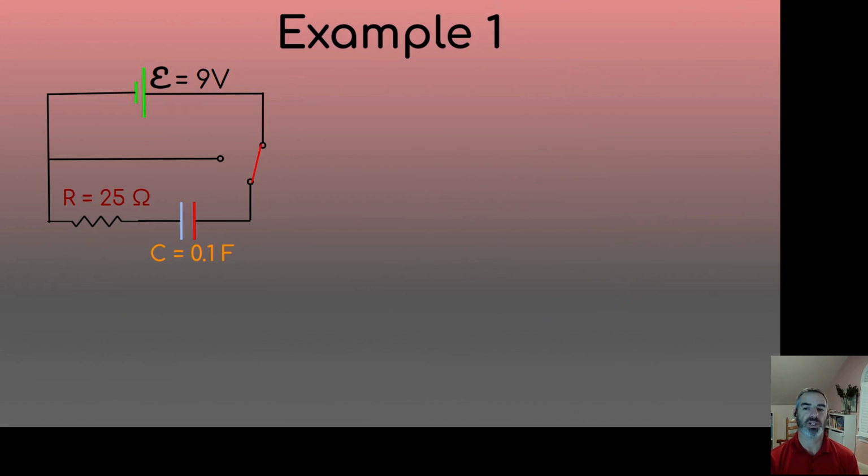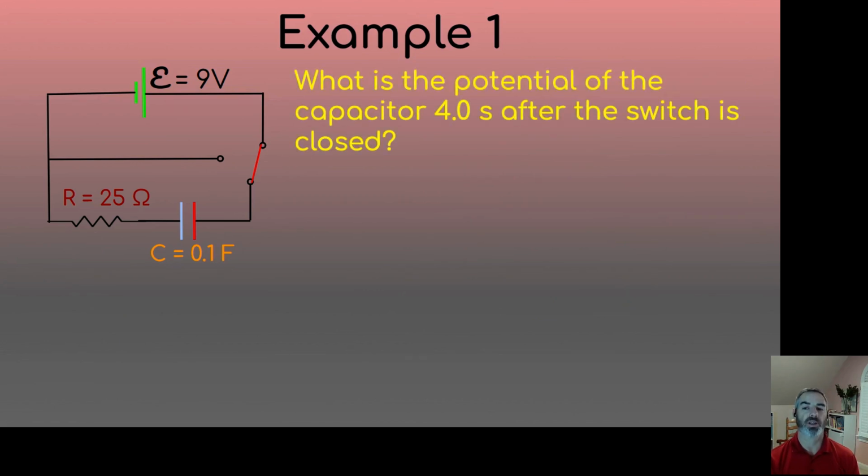So the question is, what is the potential of the capacitor 4 seconds after the switch is closed? We know that we're reading the potential now. So for the potential across the capacitor, we'll look at a graph of potential of a capacitor as a function of time. And we know that it's going to reach the EMF of the battery.